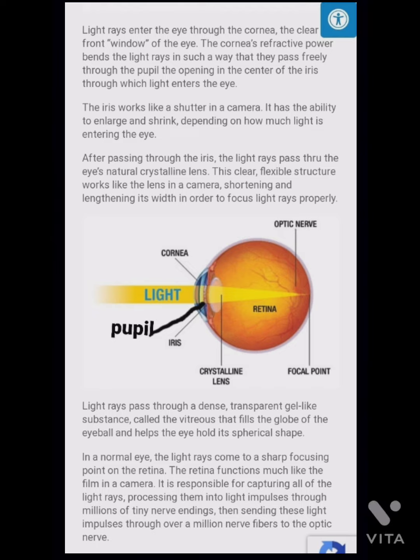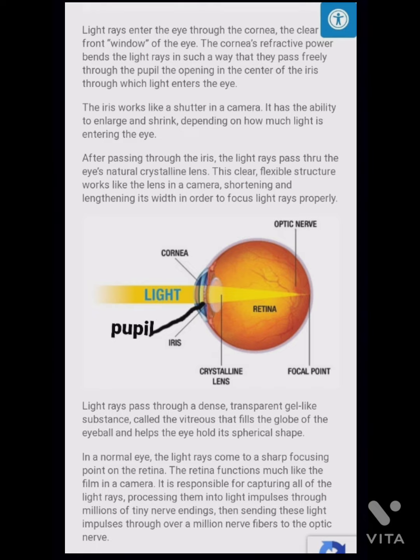I have told you in my last session that the cornea is the front part of the eye, through which we see. So the light enters through the cornea, the very outer and front layer of the eye, and it passes freely through the pupil.